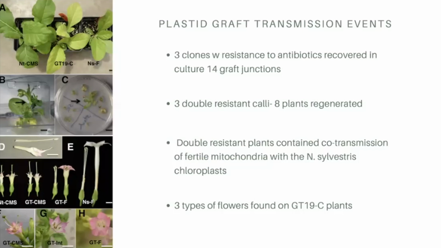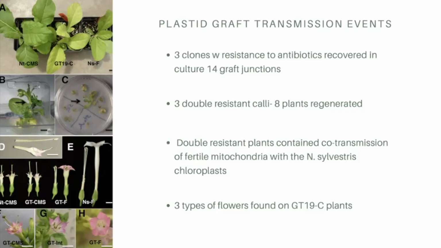3 double resistant calli, 8 plants regenerated, and within the 8 regenerated plants, all but one had CMS flowers. GT19-C was chimeric, which means it contained fertile flowers on 2 of 4 branches. This suggests co-transmission of fertile mitochondria with N. sylvestris chloroplasts. Double resistant plants contained co-transmission of fertile mitochondria with the N.